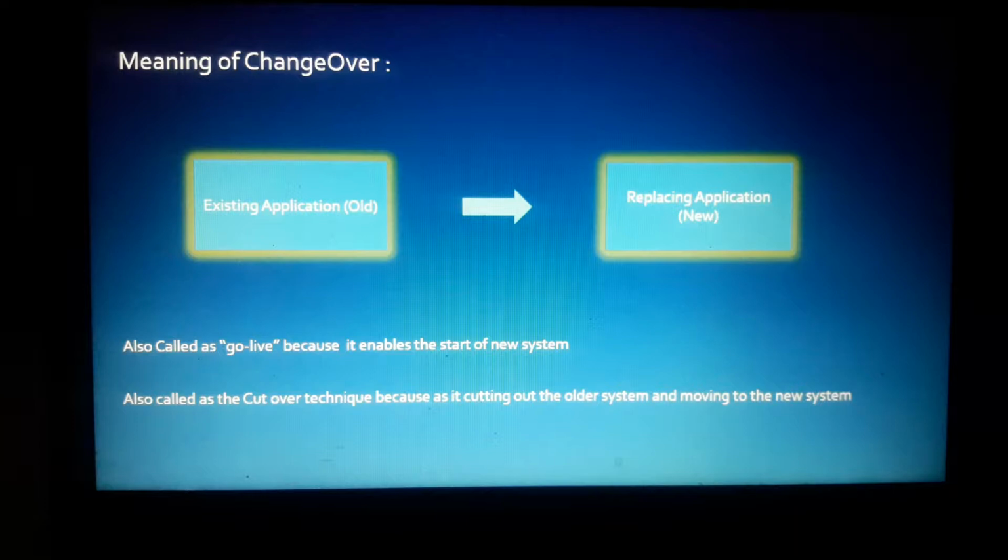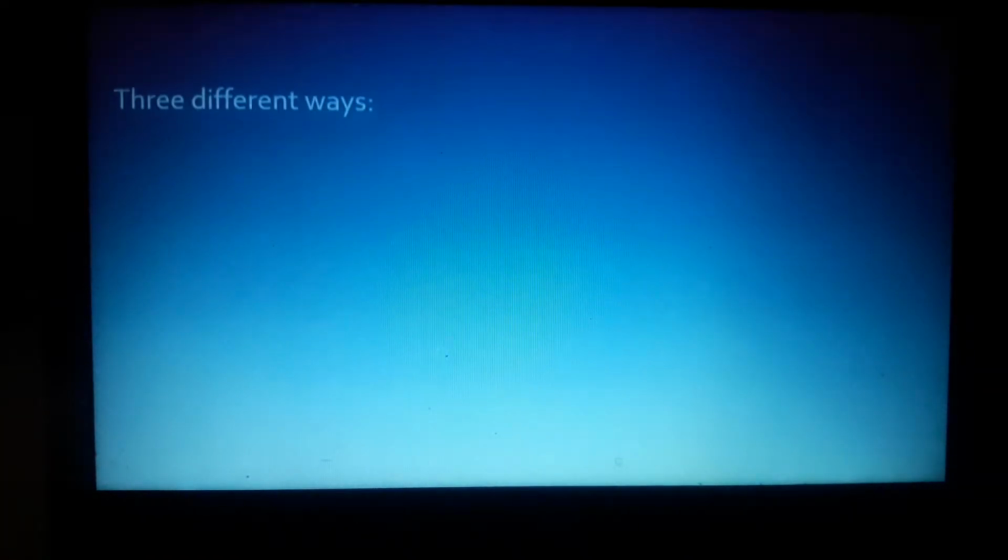We will see the classification of changeover. There are three different types of changeovers. First one is parallel changeover, second one is phased changeover, and third one is abrupt changeover. So, these are the three types of changeovers which are present here. Let us see each of them in detail.